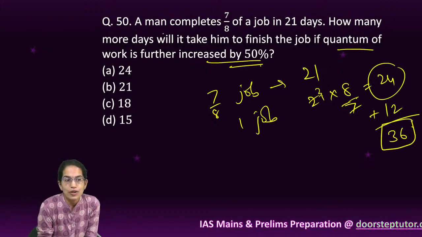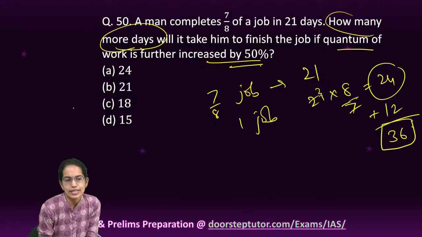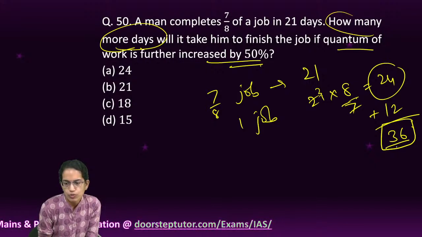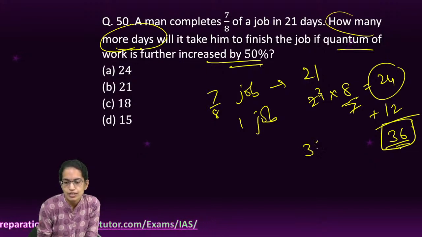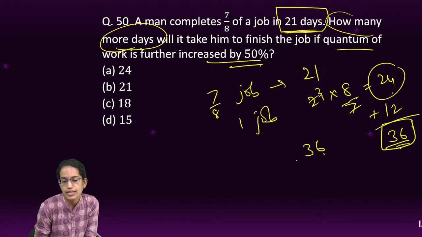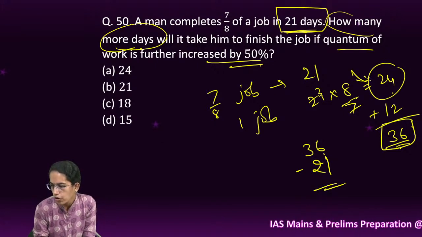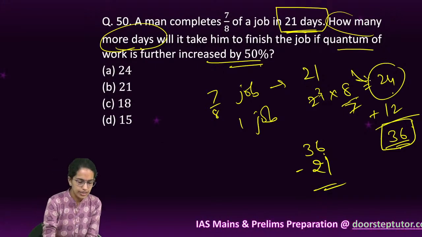Now I have to find out only how many more days are required. Now you might get confused when it is asking about more days. You might subtract from 36 this 24, but you need to take into account that the value given here is 21. So you have to subtract 21 and not 24. A common mistake again. Clear? Take a note of it.